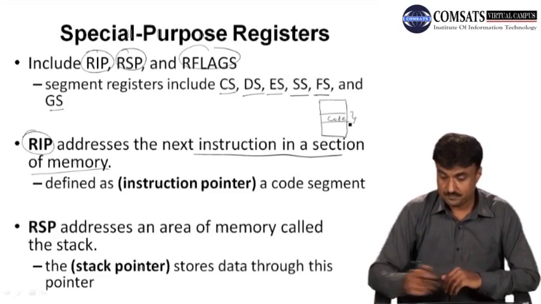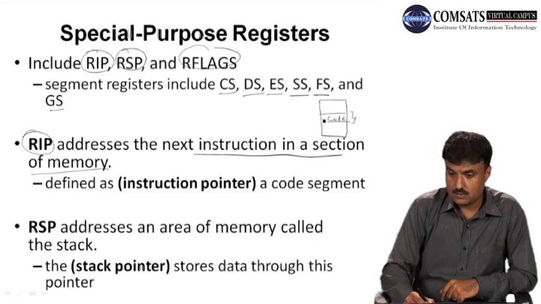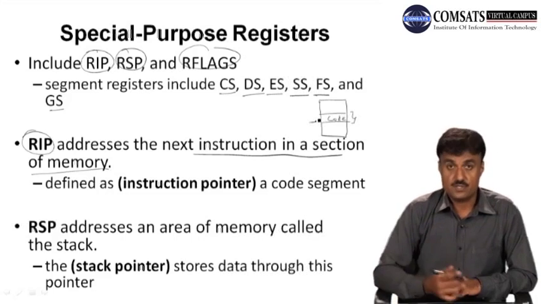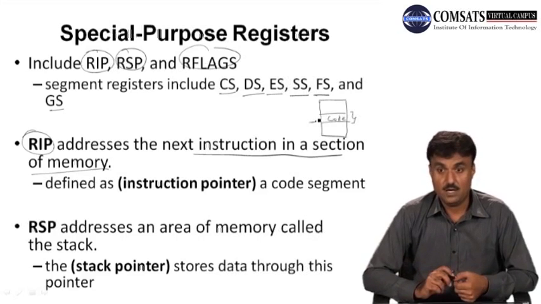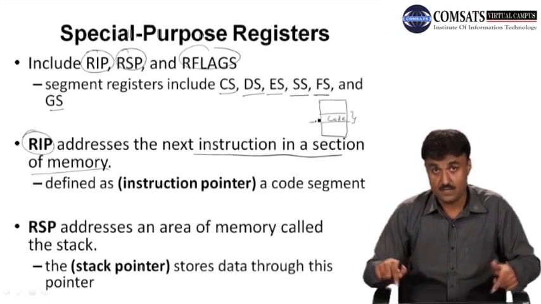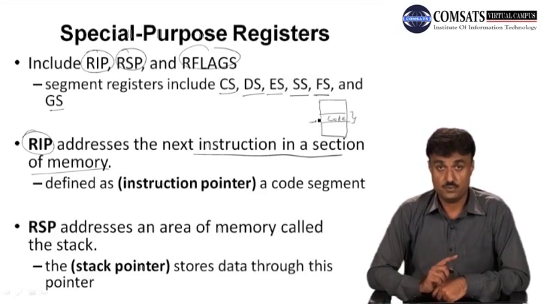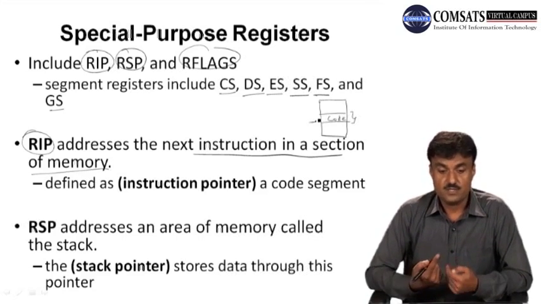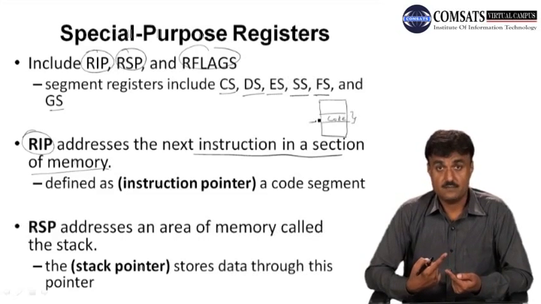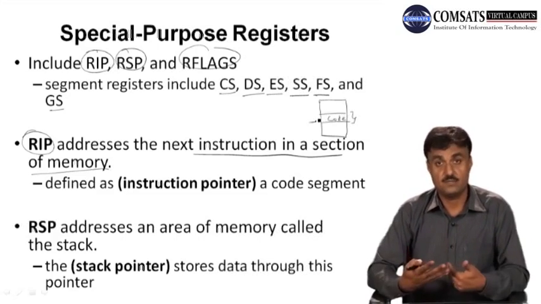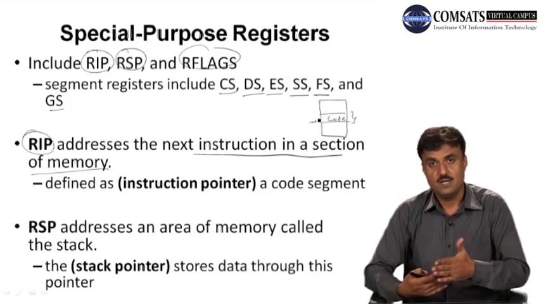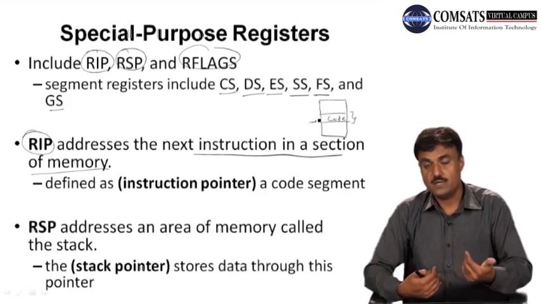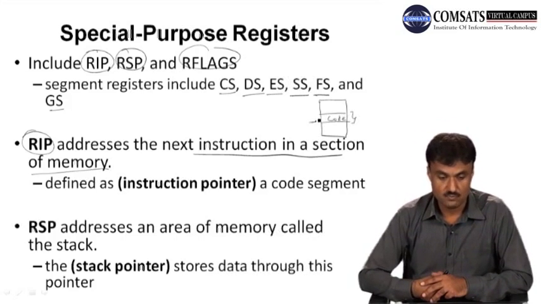Now in this code segment, we want to read instructions. So we will use the instruction pointer to read instructions from this code segment, the memory area where our program is stored. The instruction pointer will store the address of the instruction that is to be executed. When the current instruction is in the execution phase, the pointer of the next instruction that will be executed is added to the instruction pointer.